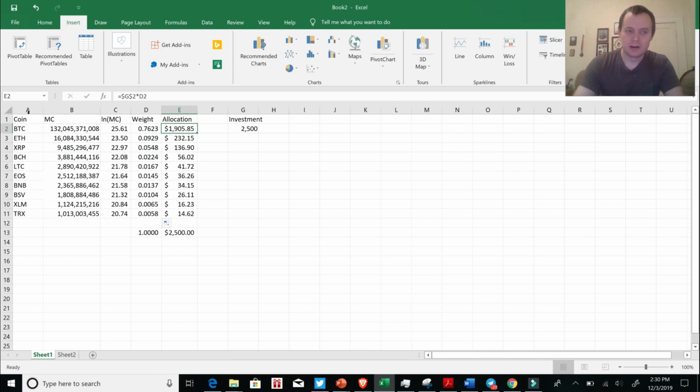So get your coins over here, add your market cap, put in whatever you want to do over here, however you want to weight it. If you want to weight it by, say, squaring it or taking the square root, you can do that. And then you would get your weight, and then you just put in your investment amount, and this will show you how it would be allocated.